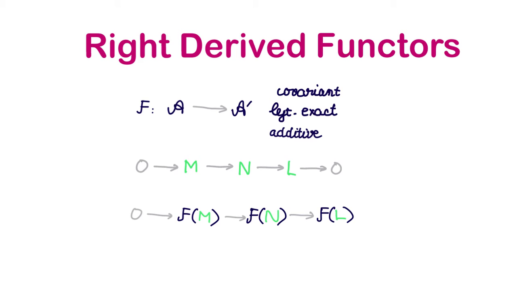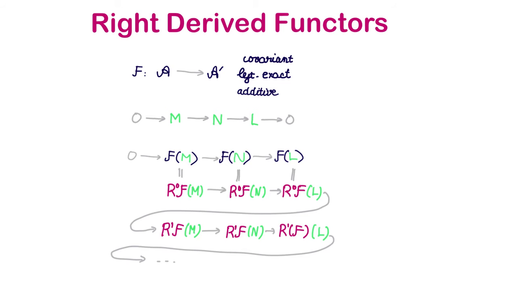Recall that these can just be thought of as categories where we have a good notion of short exact sequences. And recall that when we say that f is left exact, we mean that f preserves injectivity, but not surjectivity. In particular, f does not preserve short exact sequences. The right-derived functors of f help f continue this sequence into a long exact sequence.